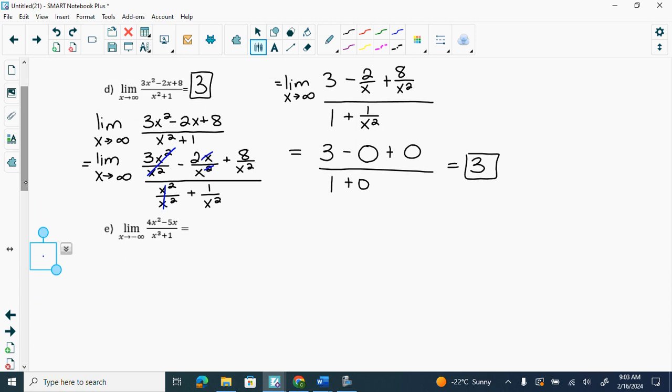Okay, guys, the next question, the numerator is smaller.